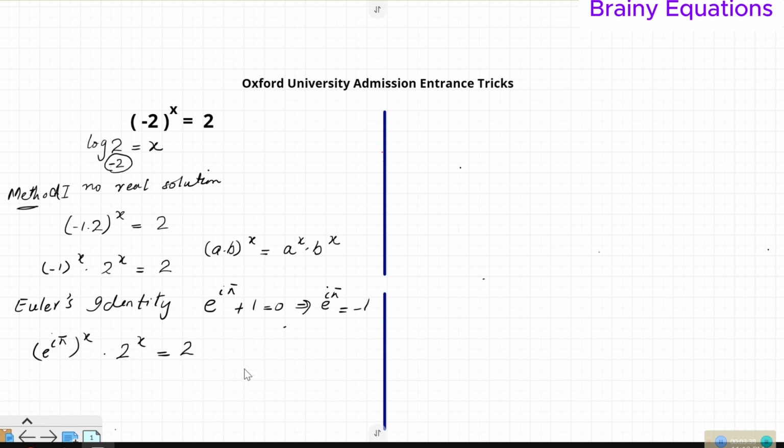We know that from the power rule, if we have a^x raised to the power y, we can multiply their powers. So we will use this rule here and we will get e^(i pi x) times 2^x is equal to 2.